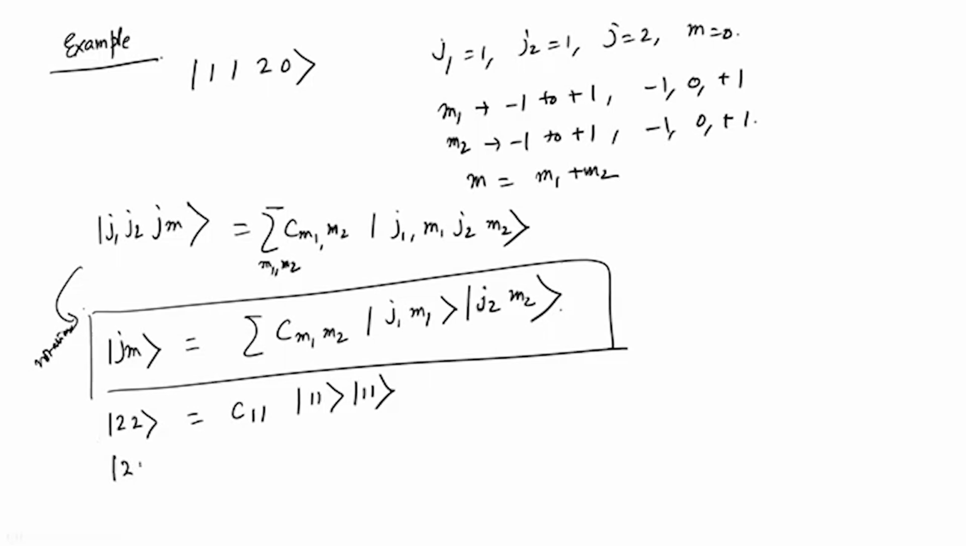Now, we have this |2 1⟩, which is equal to C(1,0)|1 1⟩|1 0⟩ plus C(0,1)|1 0⟩|1 1⟩. That is |2 1⟩. Let me write the |2 0⟩, because |2 0⟩ has many terms.